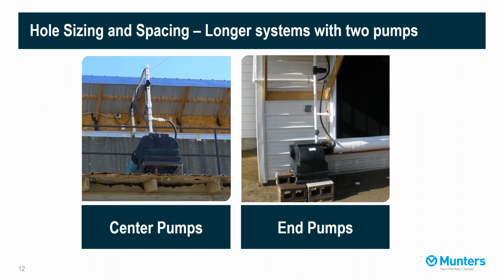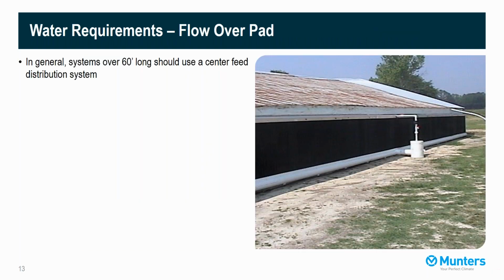So for the longer systems, we either want to use a center pump like this one here on the left, or we use 2 end pumps like this one here. So the water requirements for systems over 60 feet long, generally we want to put a center feed system in and supply the water from the center.